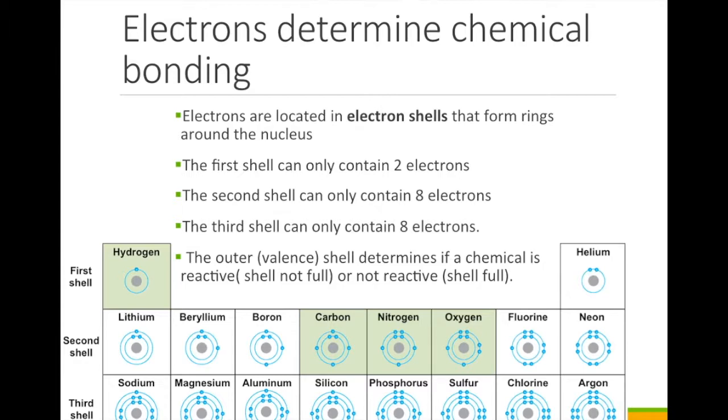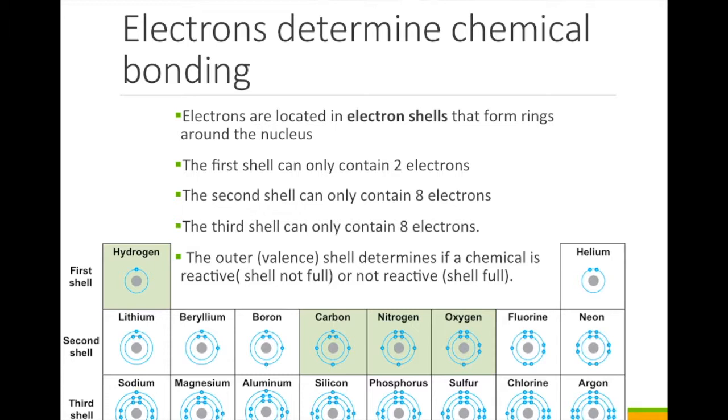The third shell also only holds 8 electrons. Let's look at sodium and argon. Both of the elements have all 3 shells. Sodium has a total of 11 electrons. So 2 go in the first shell, and then 8 go in the second shell. And the remaining 1 will be in the third shell. It's nowhere close to full. Argon has 18 electrons. 2 in the first shell, 8 in the second shell, and then 8 in the third shell. This outer shell is called the valence shell, and it is the most important.